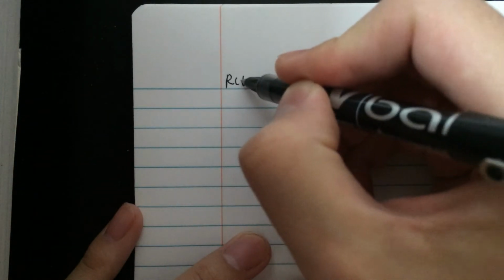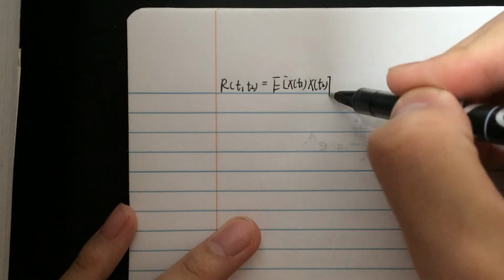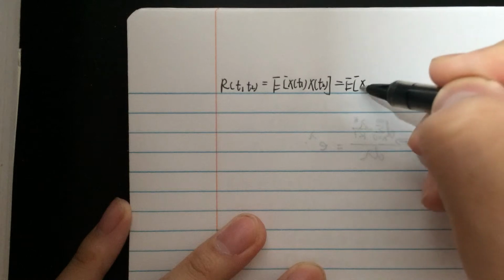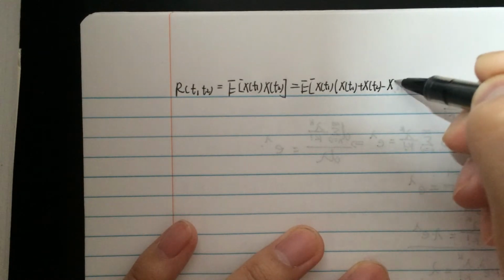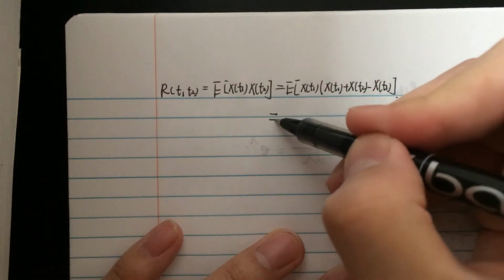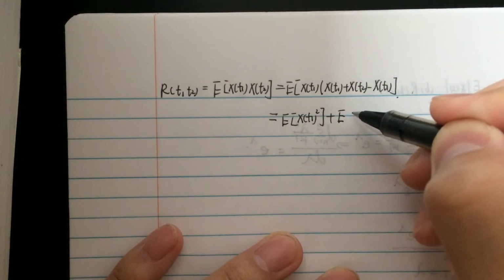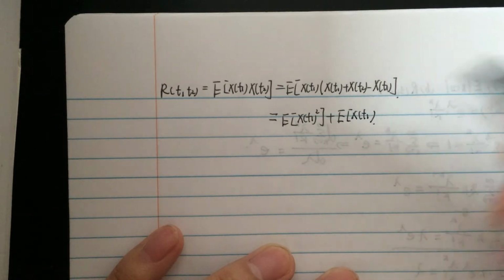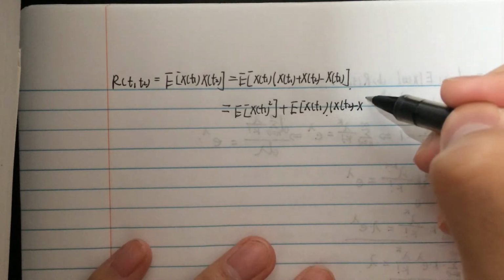And next, let's do R of t1, t2, which equals E of X(t1) times X(t2). This will equal E of X(t1) times X(t1) plus X(t2) minus X(t1), and this will equal E of X(t1) squared plus E of X(t1) times X(t2) minus X(t1).